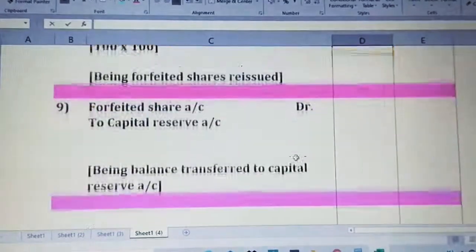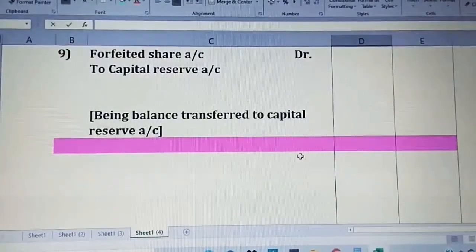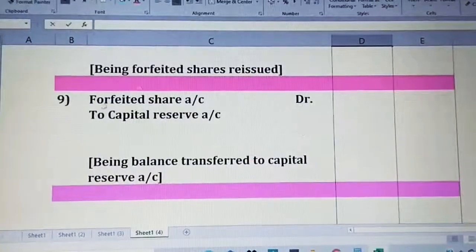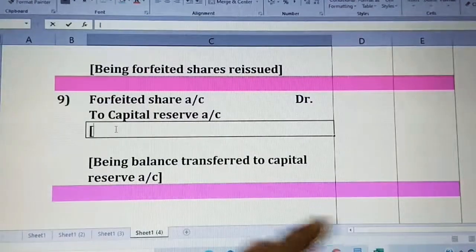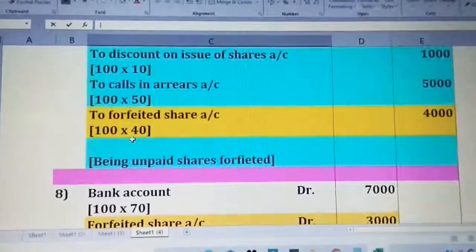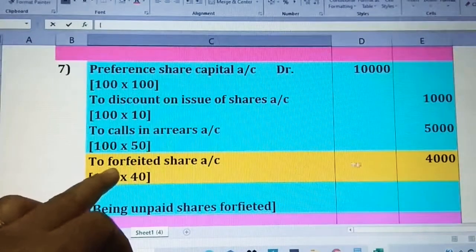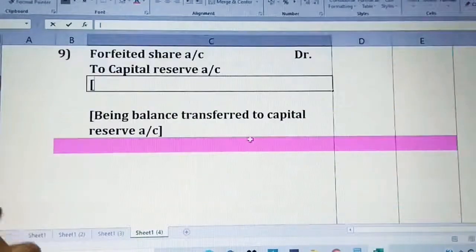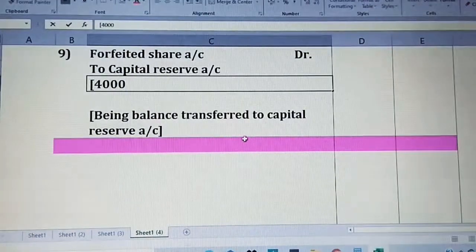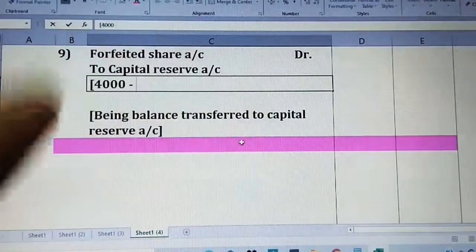Next. Now the last entry. Forfeited share account debit to capital reserve. What is the value we have to take up? Just observe. Go for the 7th entry. Could you all find what is credited here? Forfeited share value is 4,000. Take that. 4,000. You should take only the value, not the calculations.